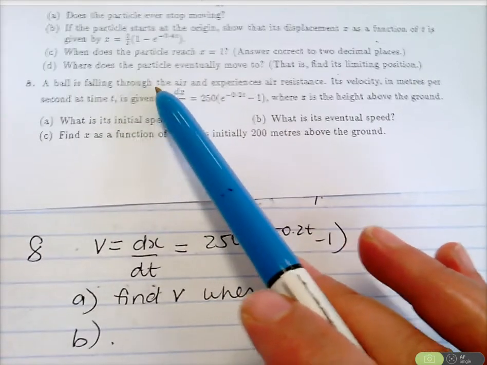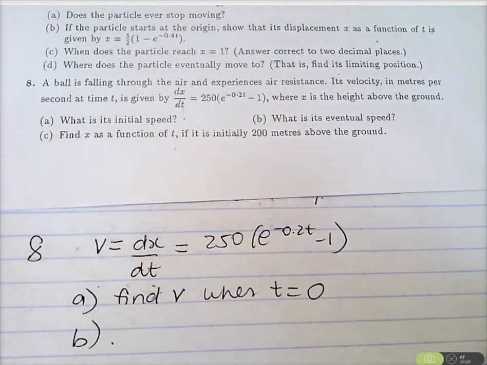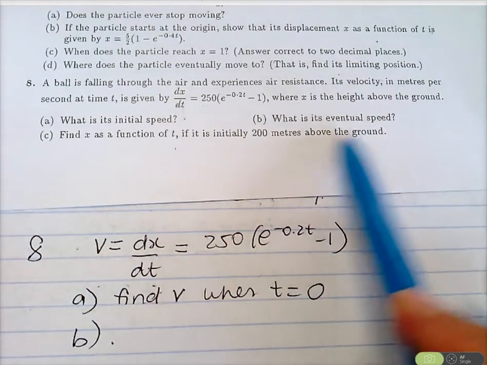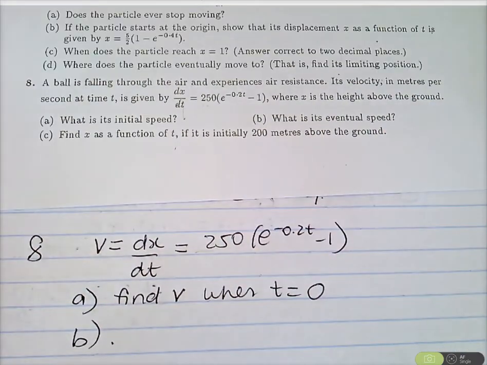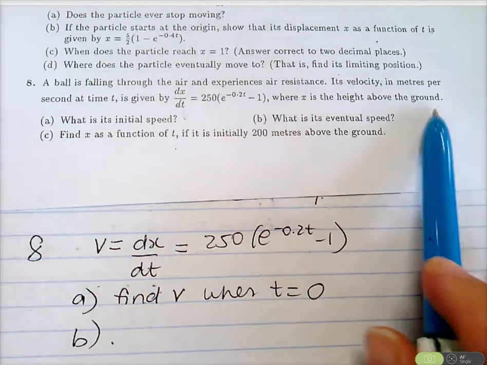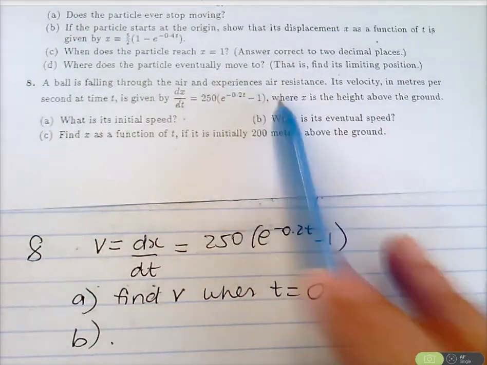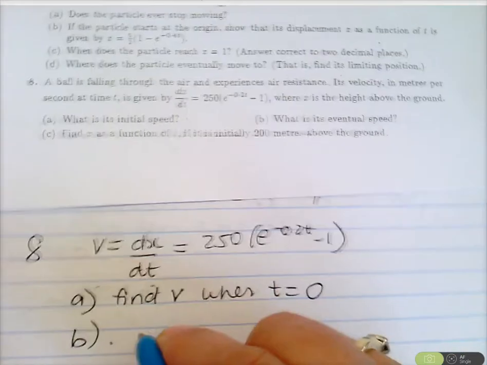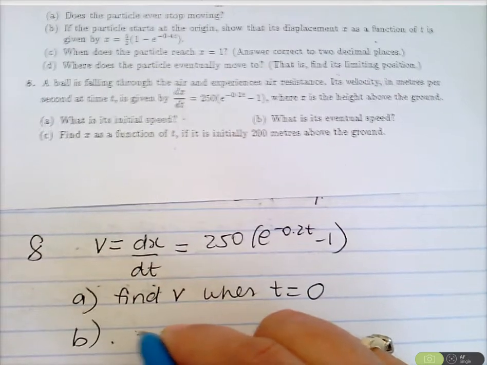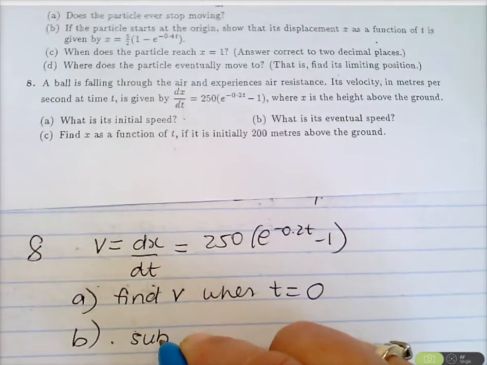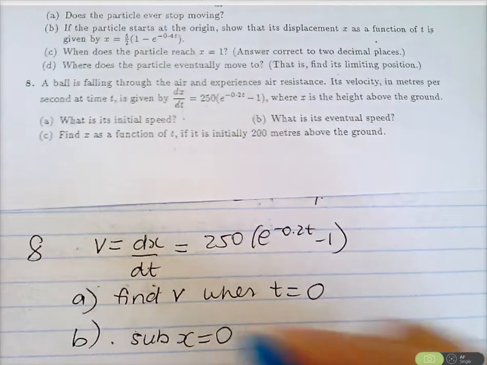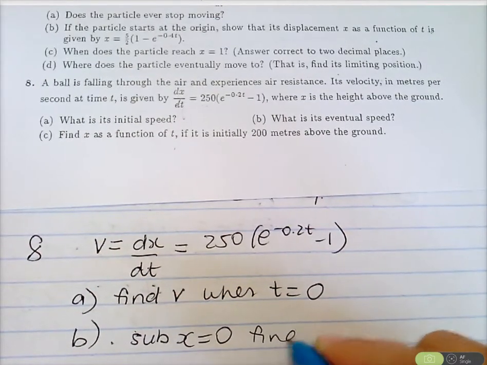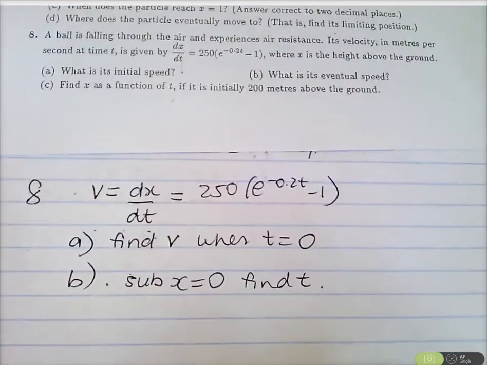A ball is falling through the air. It's going to hit the ground. So at the end, it's going to stop. When the ball hits the ground, x, the height above the ground, is 0. So what you want here is, what is its eventual speed? The only thing you can substitute is x is 0, and then you can find t, but the problem is you don't have the equation in terms of x.